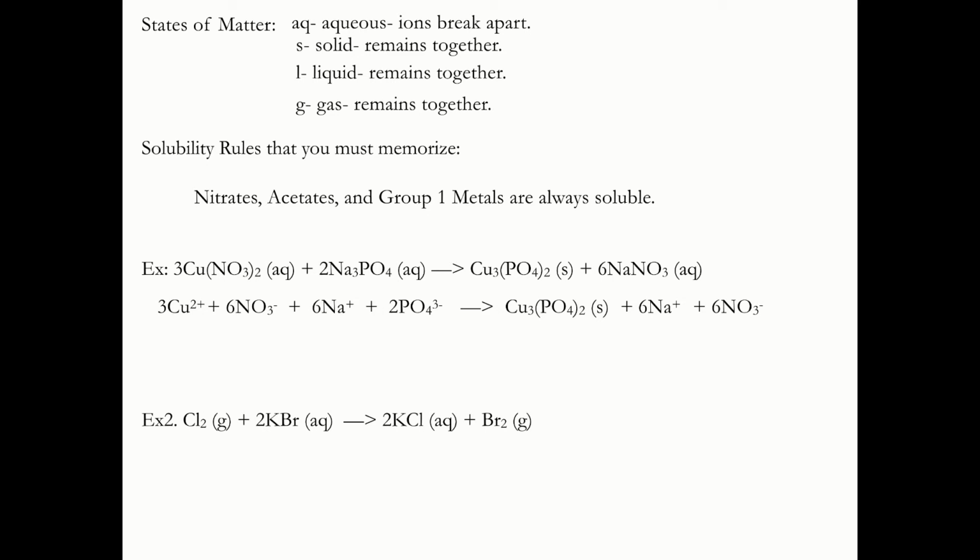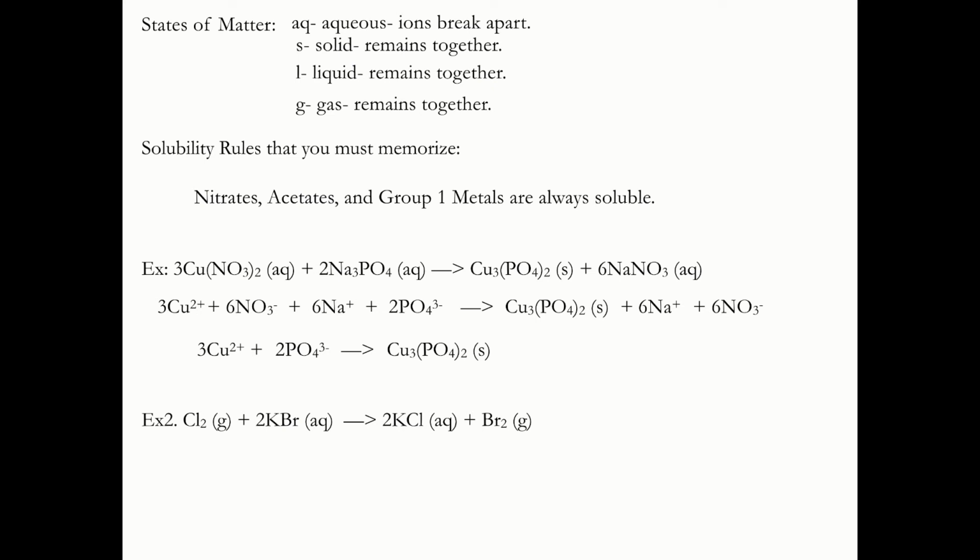So now I can get rid of my spectator ions, or the ions that remain the same, that are unchanged or uninvolved in the reaction. So nitrate and sodium are my spectator ions. So my net ionic equation now is going to be 3 copper ions react with 2 phosphate ions to produce copper(II) phosphate. Okay, let's look at another one.